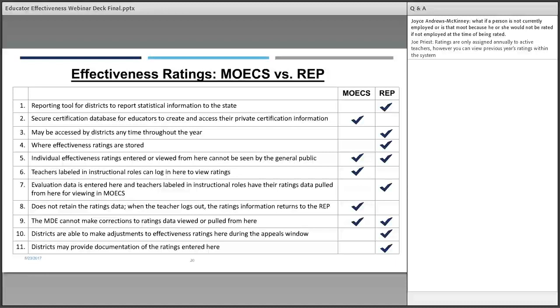They have to be changed by the school district during the appeals window, and incorrect assignment codes cannot be corrected, missing years or ratings cannot be added, and incorrect ratings cannot be removed during the appeals window. And lastly, districts may provide documentation of ratings entered into the REP.